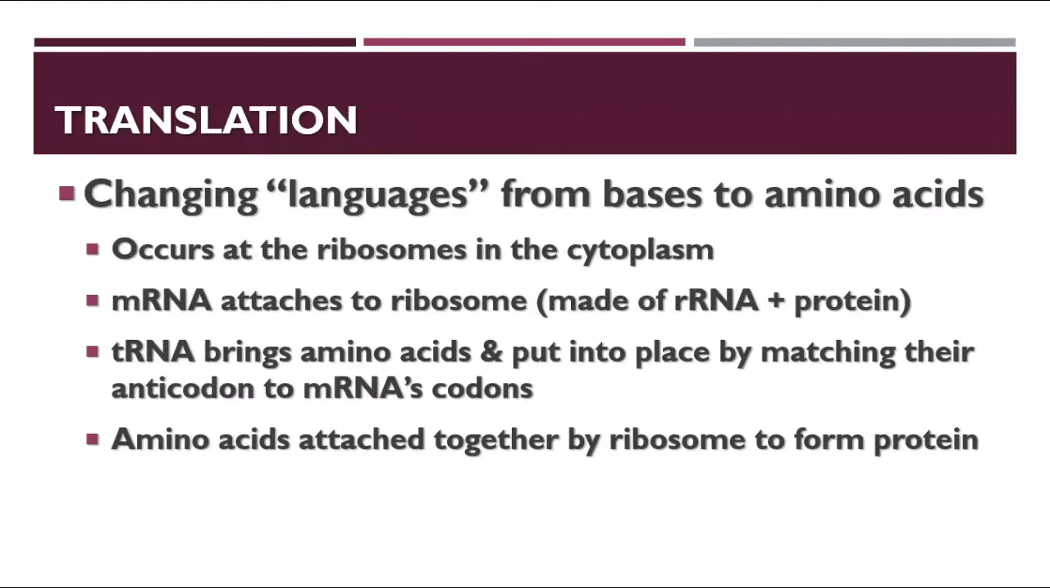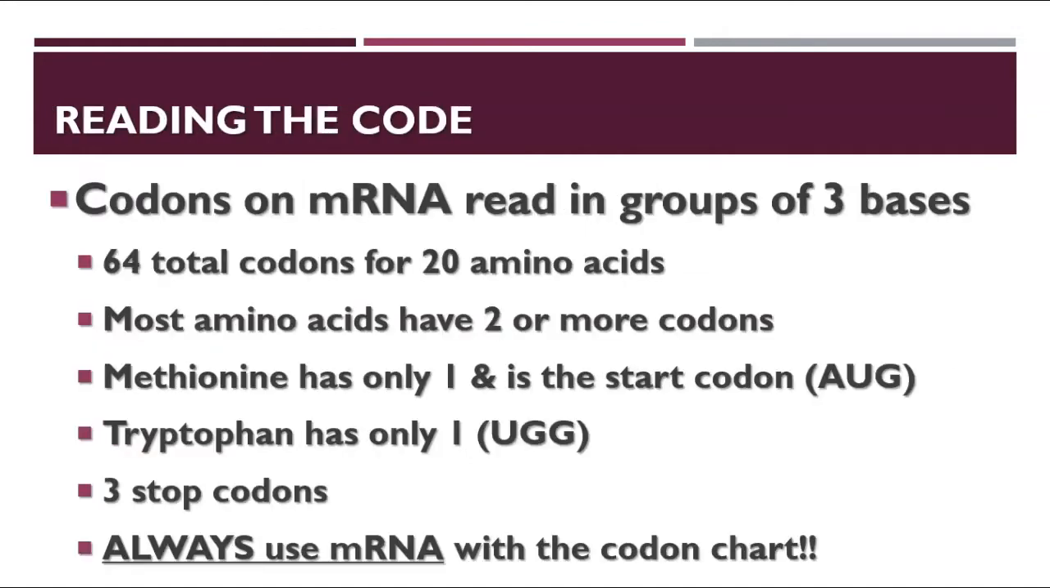Translation is changing languages from the language of bases to the language of amino acids. Remember, the transfer RNA is kind of like the translator. Okay, it occurs at the ribosomes in the cytoplasm. The process involves messenger RNA attaching to the ribosome. Remember, ribosomes are made of ribosomal RNA plus protein. Transfer RNA brings in the appropriate amino acids and puts them in place by matching their anticodon to the messenger RNA's codons. And then the amino acids are attached together by the ribosome to form the protein, forming a peptide bond, which is the bond between amino acids.